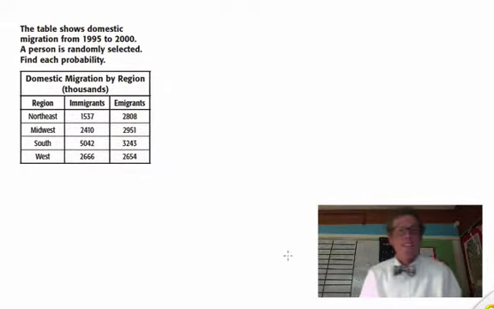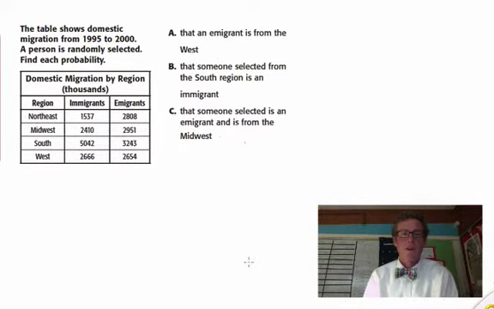Okay, one last example. Same teacher, different room. In this table, we're going to look at domestic migration within the U.S. from 1995 to 2000. And we need to look at the probability that a person is randomly selected from specific groups. Here's our question set right here. So first off, for problem A, let's look into the probability that an immigrant is from the West.